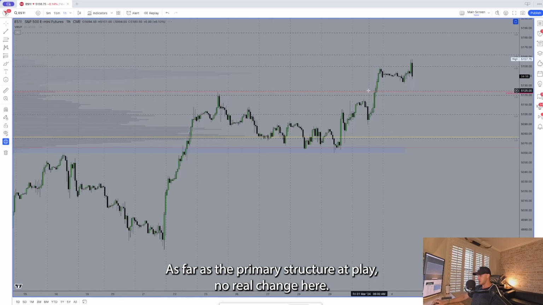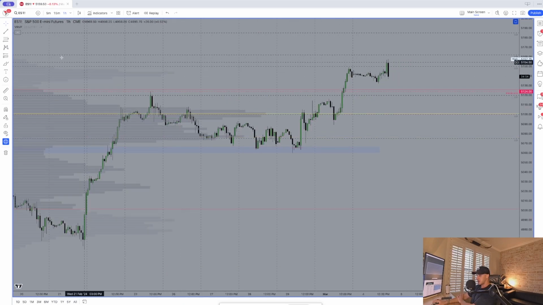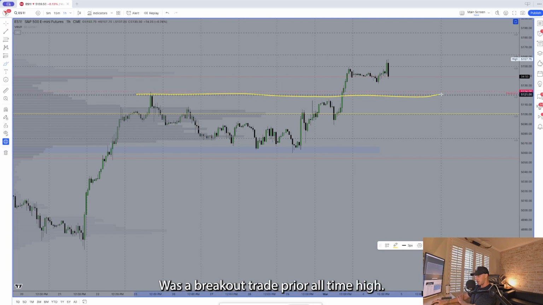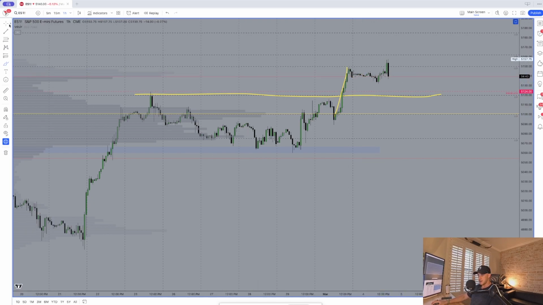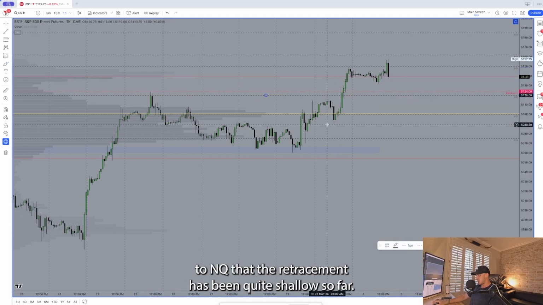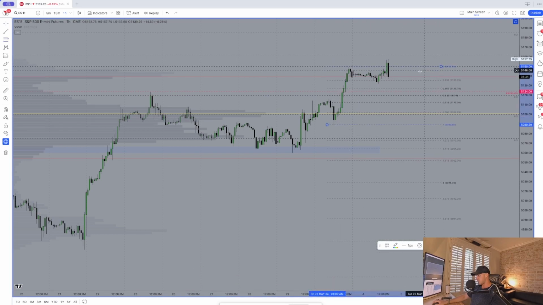As far as the primary structure at play, no real change here. We're dealing with a breakout. There's a breakout trade, prior all-time high, right? Price breaks out on Friday. Now just kind of oscillating here. If we take a look at the fib retracement, I think we'll find pretty similarly to NQ that the retracement has been quite shallow so far. Yeah, not even close to that 50% yet.